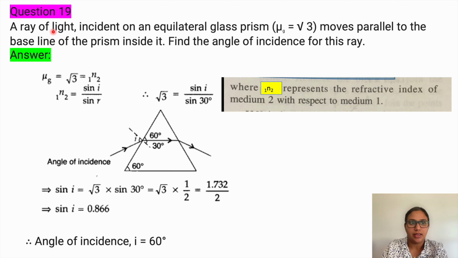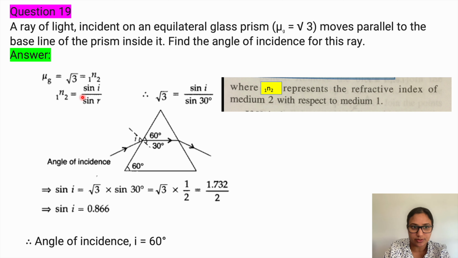Next question. A ray of light incident on an equilateral glass prism, that is mu g is equal to root 3, moves parallel to the baseline of the prism inside it. Find the angle of incidence for this ray. So what is given here? Mu g is given as root 3, that is the refractive index of medium 2 with respect to 1.